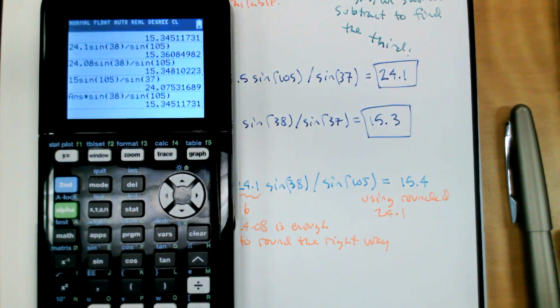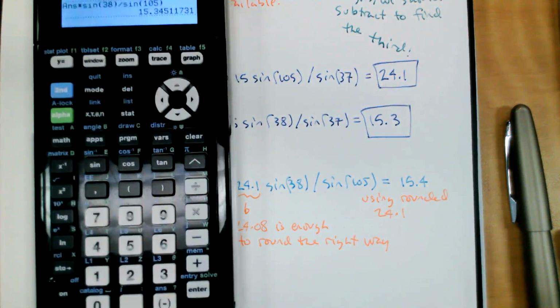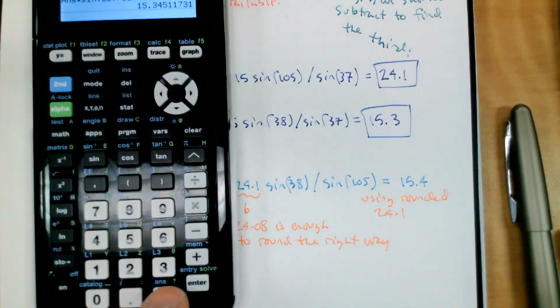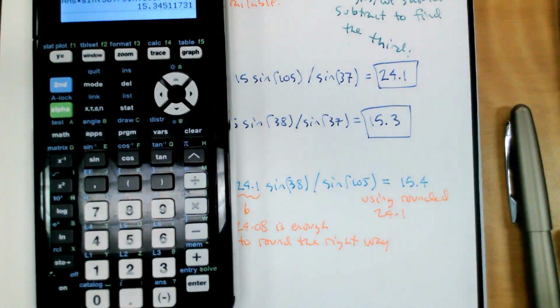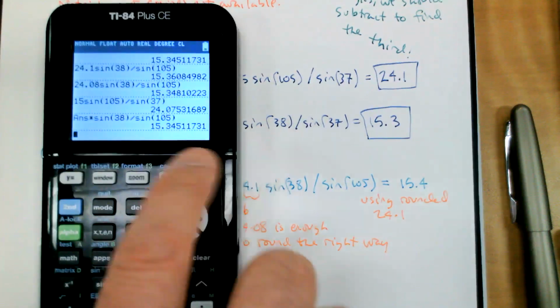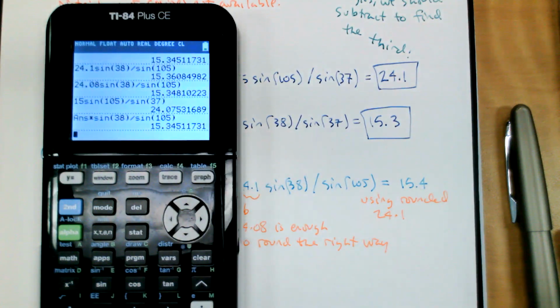My recommendation is that you use as much given information as possible. But when you're using rounded information, either use the keep all the digits functionality of your calculating machine with the ANS key, or just make sure you type in more digits than what your rounded answer would be. 24.1 was enough to throw us off in this particular problem.